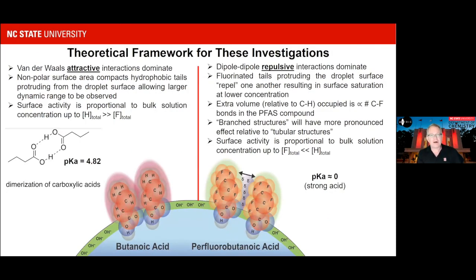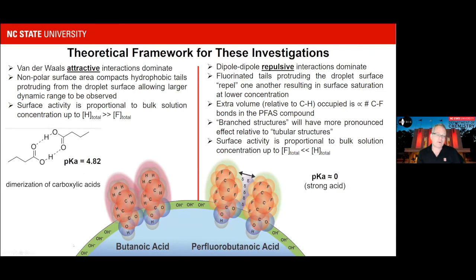PFAS are very curious molecules. If you think about small chain fatty acids, like shown on the left here, these are weak acids. They are known to dimerize, and you actually derivatize them if you want to measure small chain fatty acids by LCMS. But the PFAS equivalent is actually a strong acid, with a pKa of about 0, and it also has a very large dipole moment.